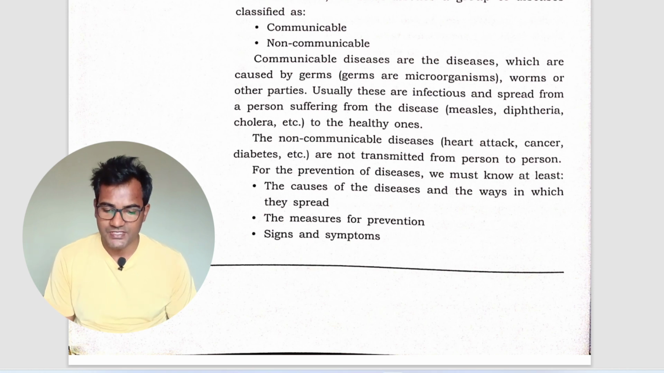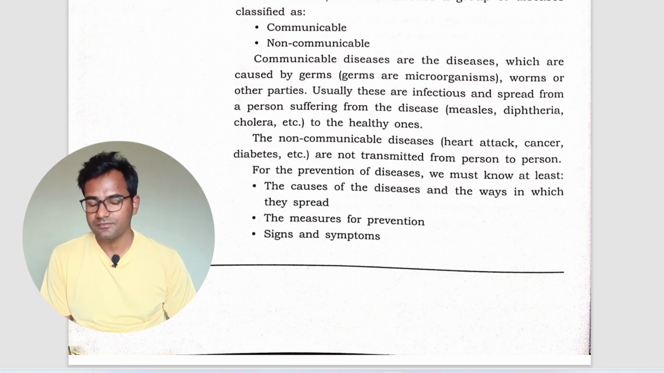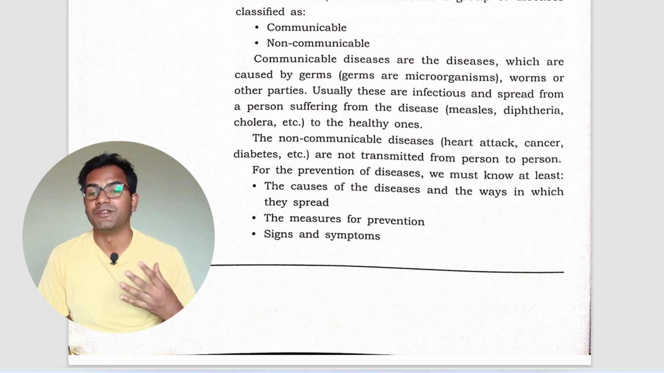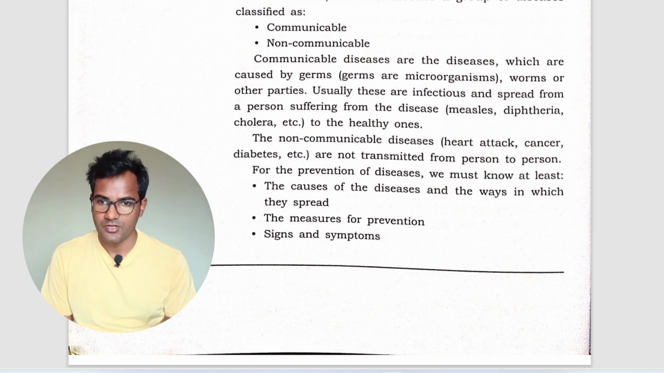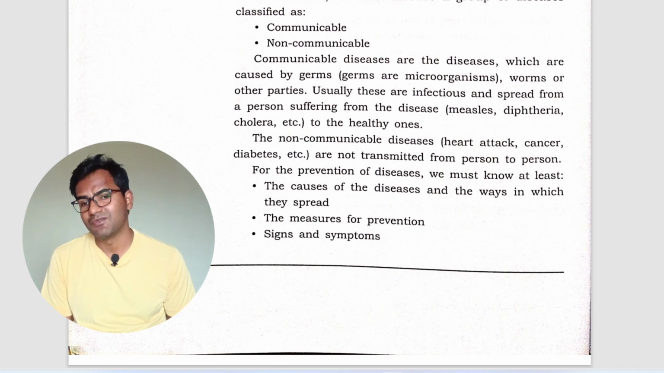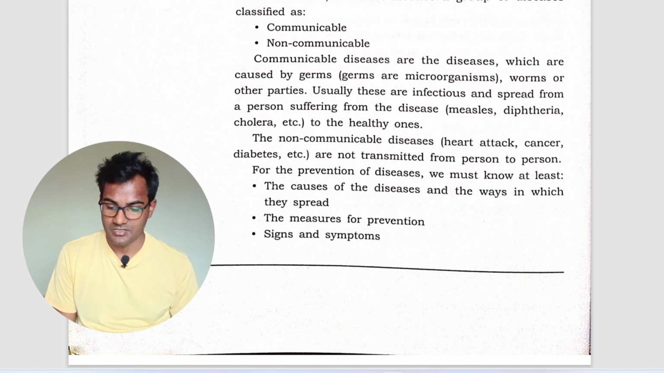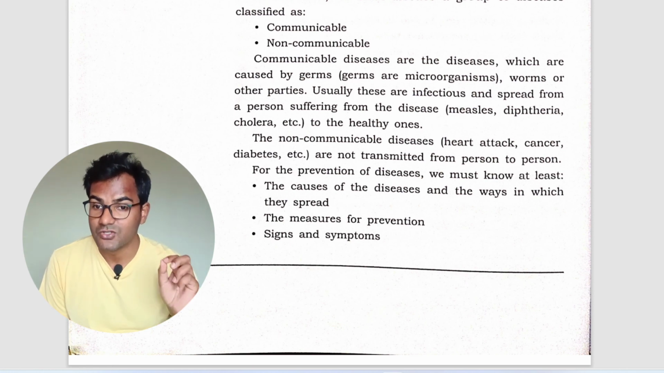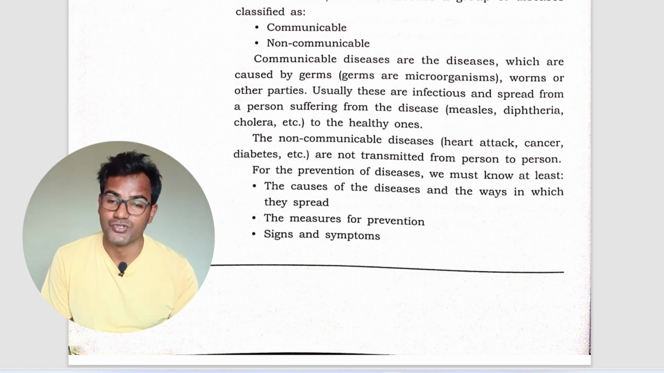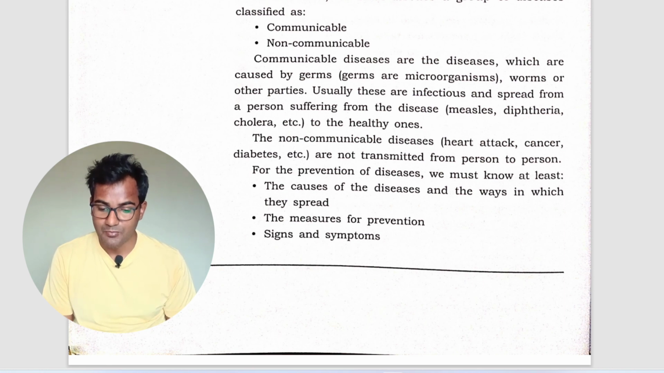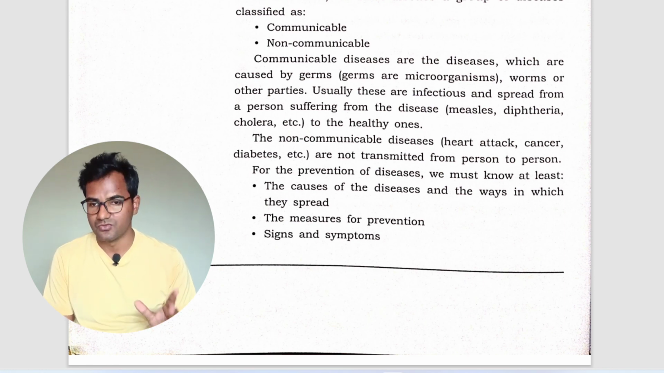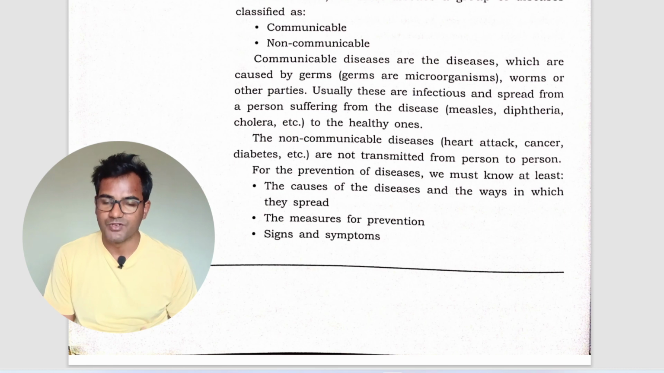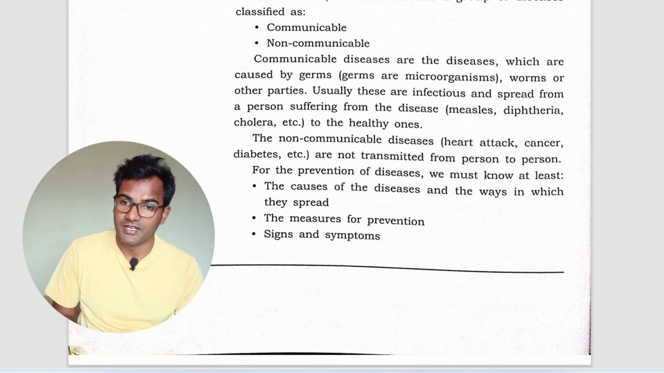Then the prevention of diseases, we must know at least. We all know that prevention is better than cure, right? So we should take some steps in order to prevent these diseases. We have to know the cause of the disease and the ways in which it spreads: how is this disease caused, what precautions we can take, or what is the mode of disease transmission. Those things we need to know. Then the measures of prevention, like what can we do in order to avoid that.